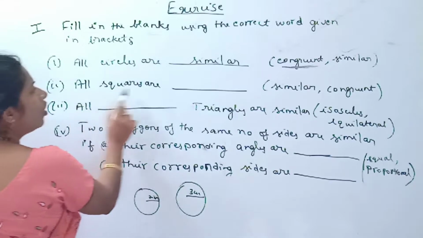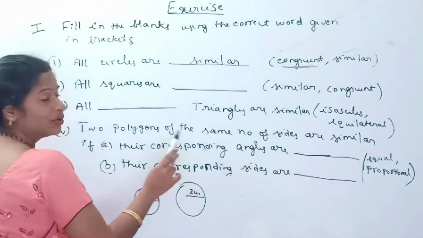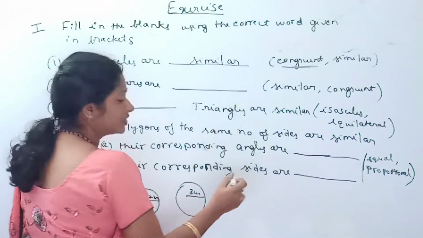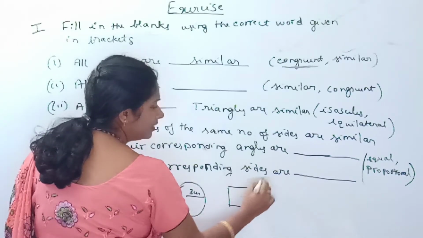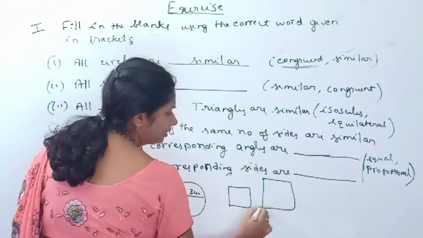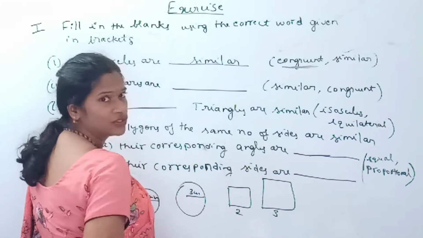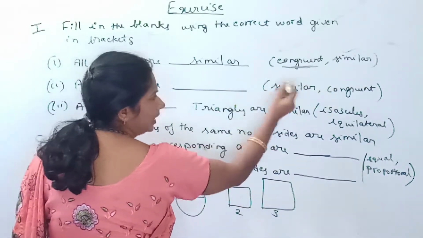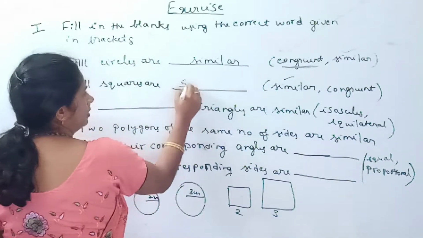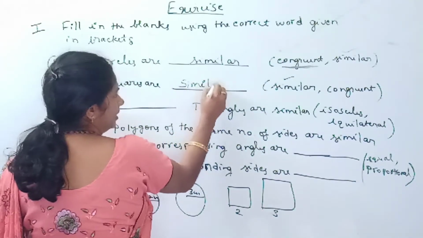Second question, all squares are dash. Here also, the sides of the squares are different, isn't it? So one square of side 2 centimeter, another square of side 3 centimeter and so on. So they cannot be congruent, they are similar. All the squares are similar.